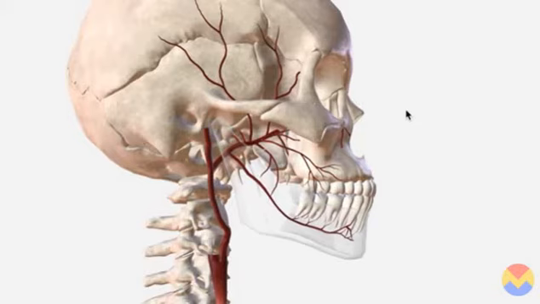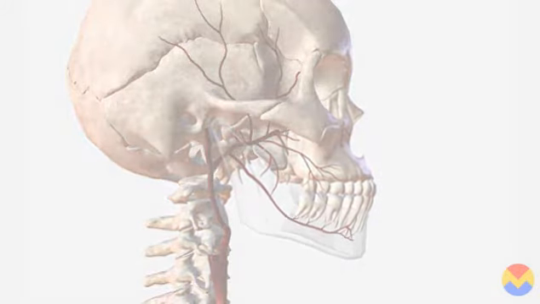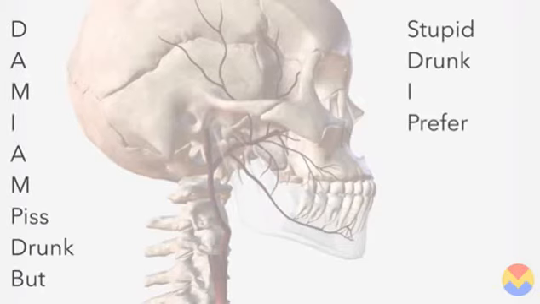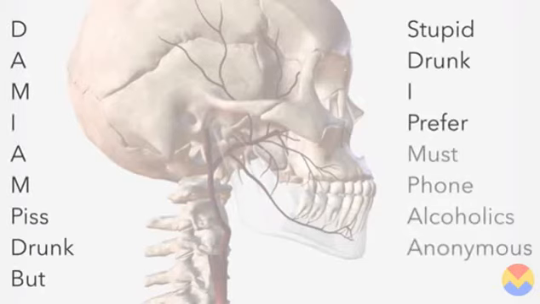So there we have it, all of the 16 branches of the maxillary artery. We can remember them with the mnemonic, damn I am, piss drunk, but stupid drunk I prefer, must phone Alcoholics Anonymous.